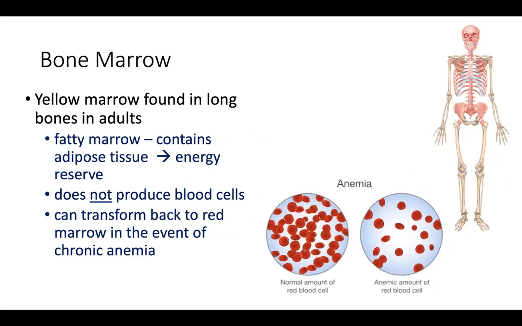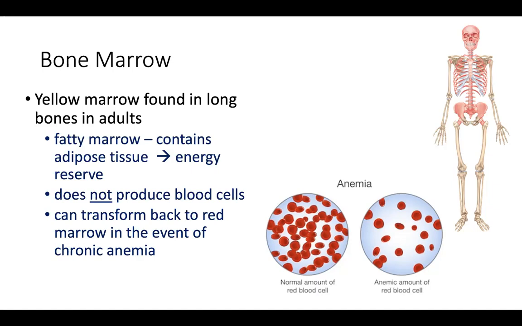What about the other kind? Yellow marrow is found in the long bones. So your arm bones, your leg bones, essentially. It's mostly adipose tissue. So it's fatty and holds on to a lot of energy. So it's a great energy reserve. It does not produce blood cells, typically. Well, yellow marrow never produces blood cells, I should say.